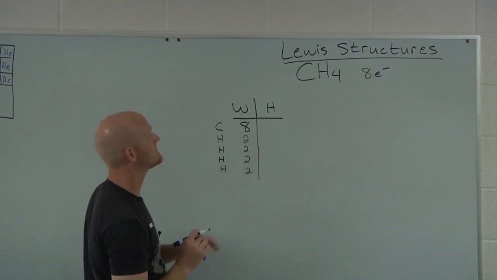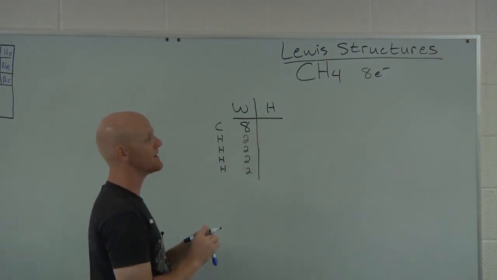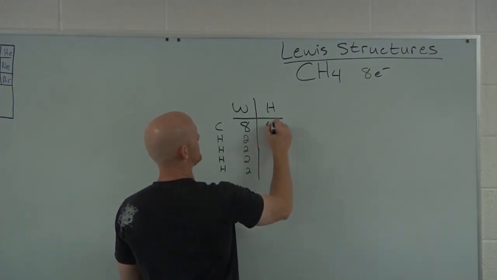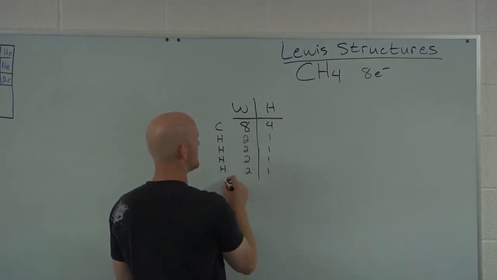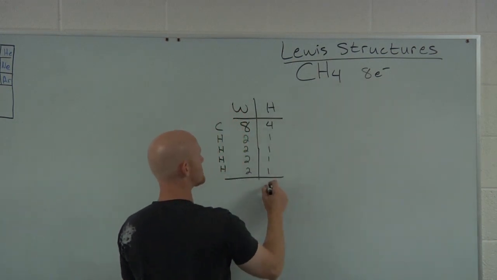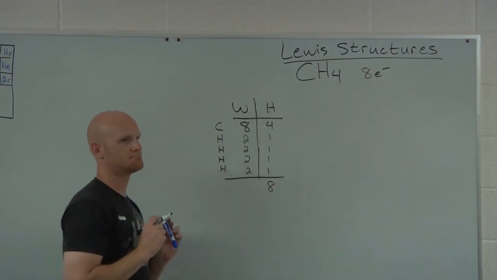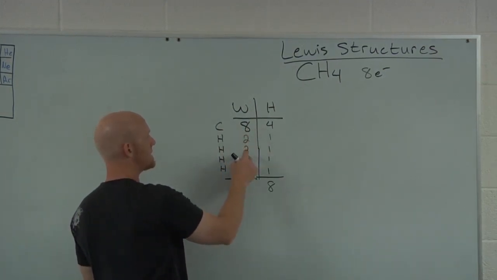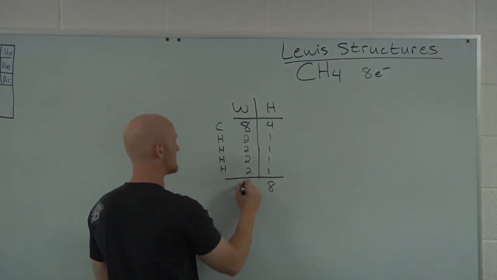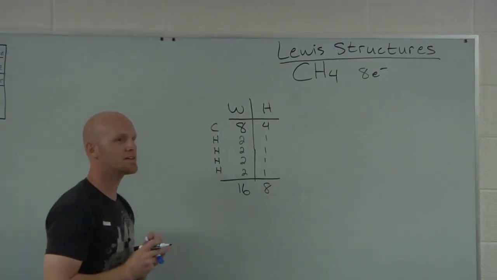How many valence electrons does carbon actually have now? 4. And hydrogen's? 1 each. So if you notice, we've added up the valence electrons, got 8. That's what the has column ultimately tells you. But the wanted column, in this case, 8 plus 2 is 10, plus 2 is 12, 14, 16. And so we want a total of 16 electrons.